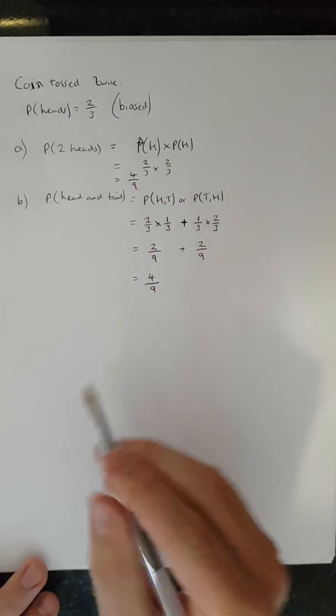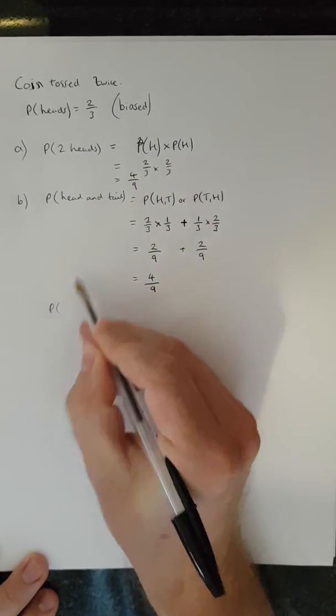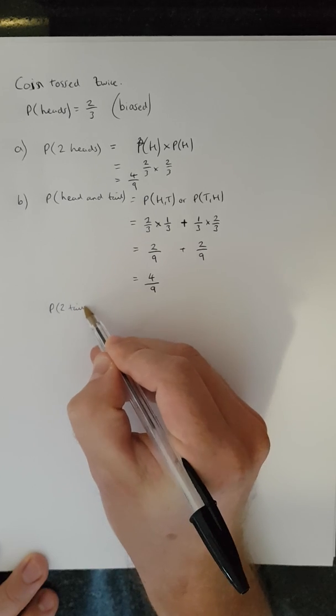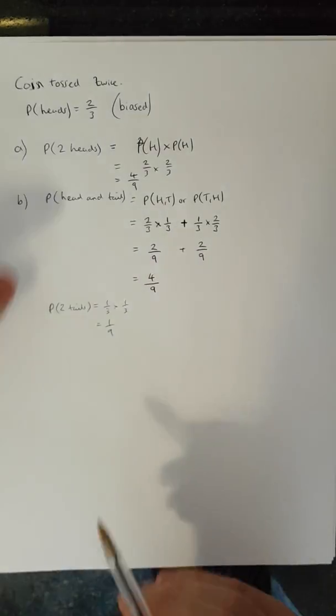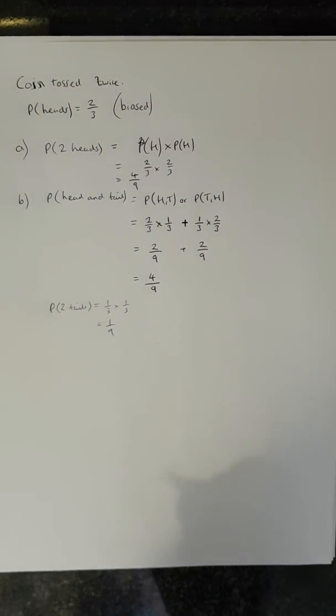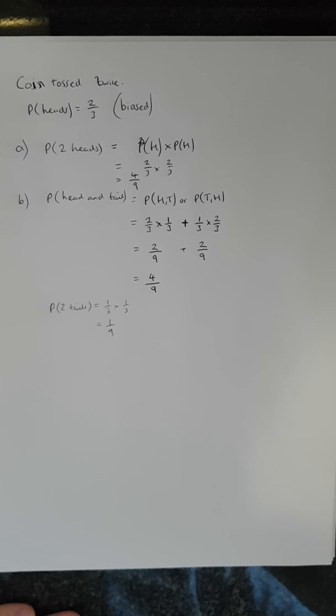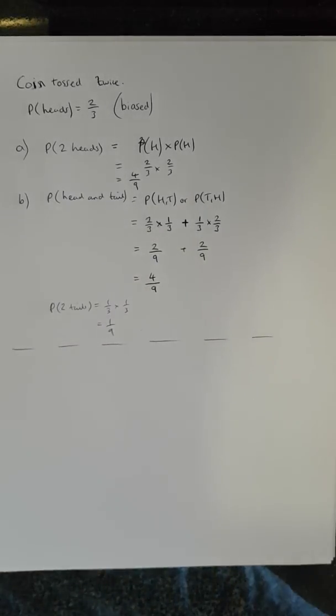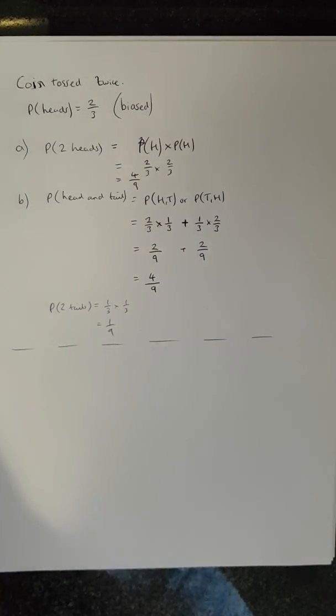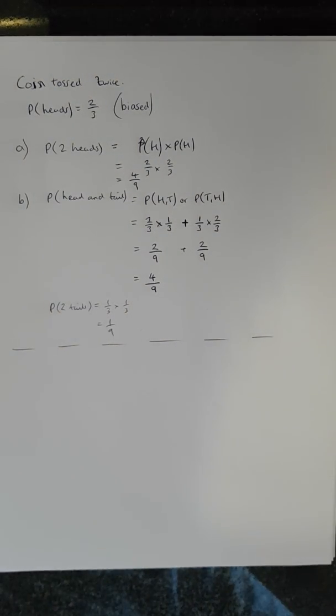Now you might think 4/9 and 4/9 is a bit strange. The only other option is 2 tails, which is 1/3 times 1/3, which is 1/9. So 4, 4, and 1 makes 9, and that's the whole set. Okay, so hopefully now you're starting to get a feel for this, and perhaps you could even do some without requiring the use of the diagram. What we'll do is we'll pick up this in part 10 and do some more.